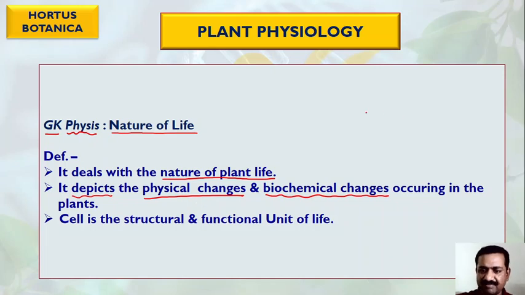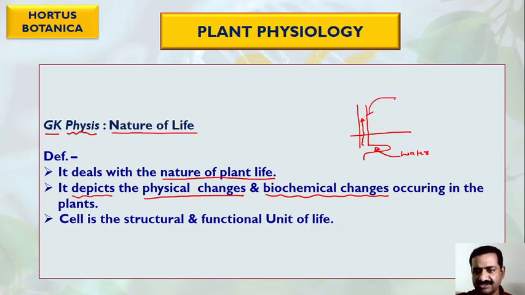Physical changes. Remember, if you are talking about plants, then we are talking about water. How is this water taken? Water intake is there. This is absorption of water. How is the water raised from the root system to the shoot system? This is your ascent of sap. And again, how is this water lost in the form of water vapor? Water loss is there, and this process is called transpiration.